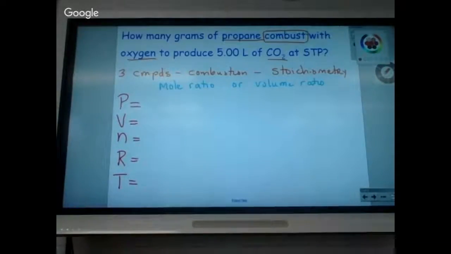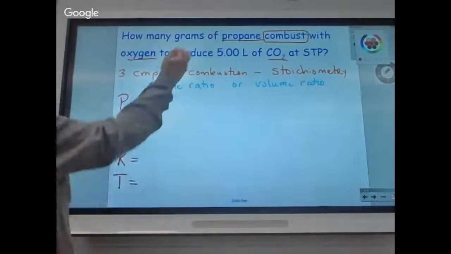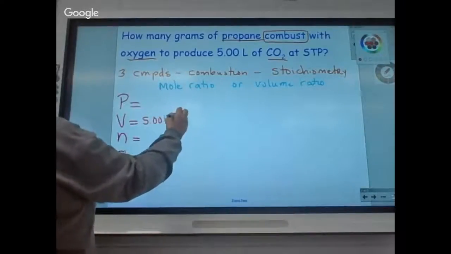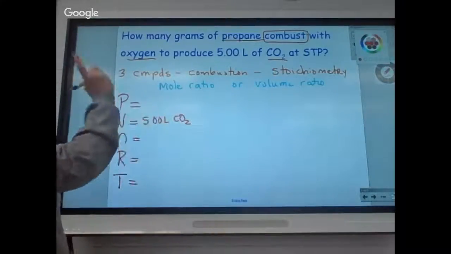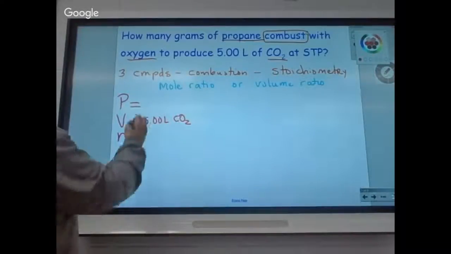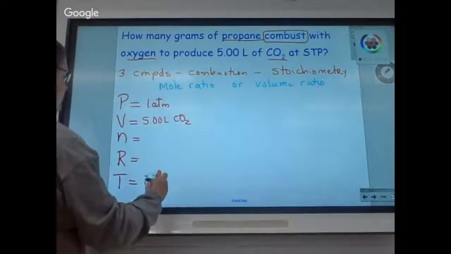All right. So when we look at what we know, what do we know in the question? It has 5 liters of CO2. I'm going to come back to that. That's why I wanted to ask that question. All right, what else do we know? 1 ATM. 273 Kelvin.